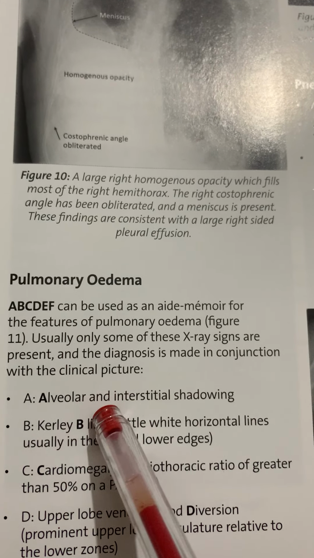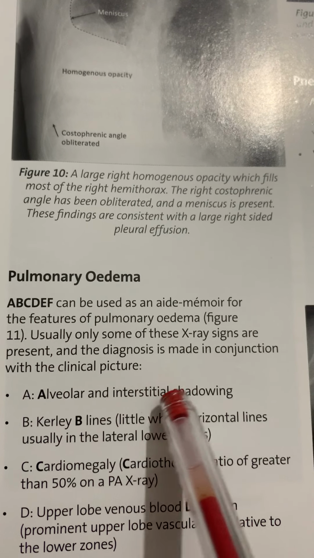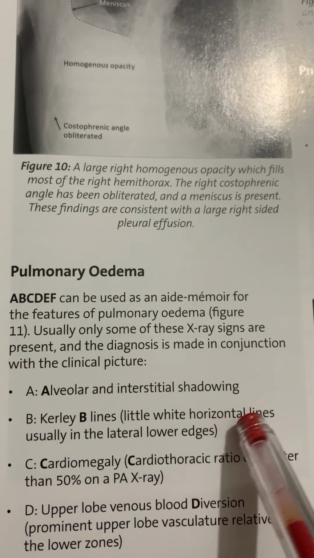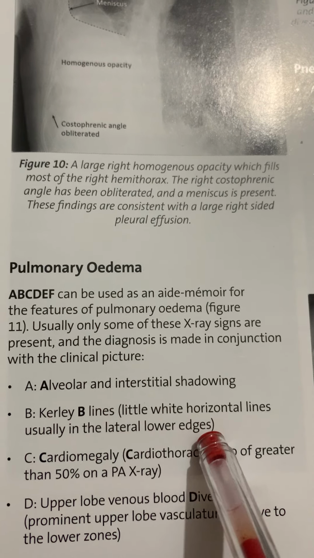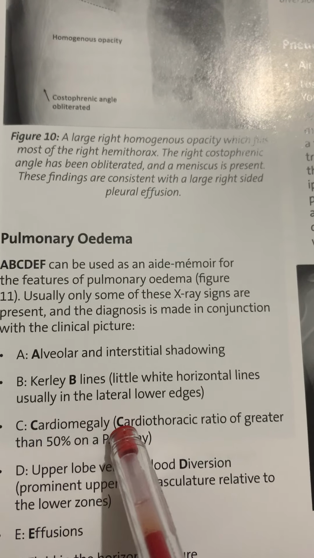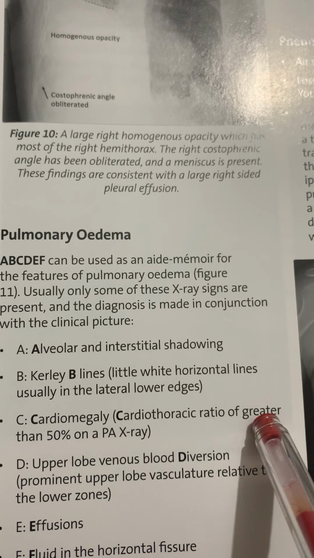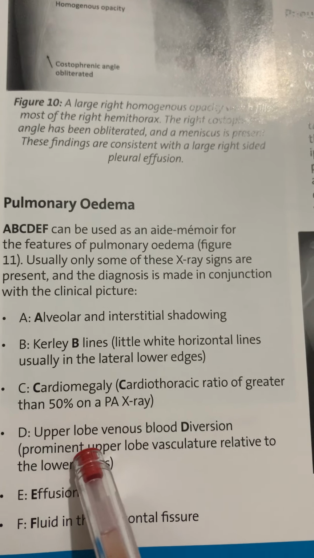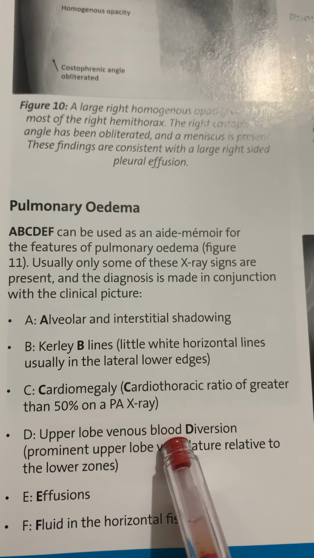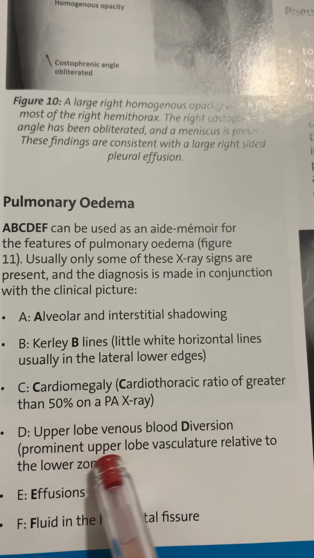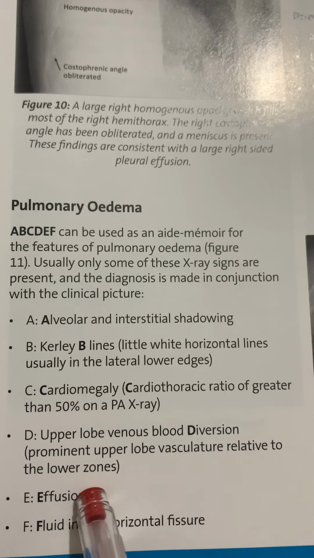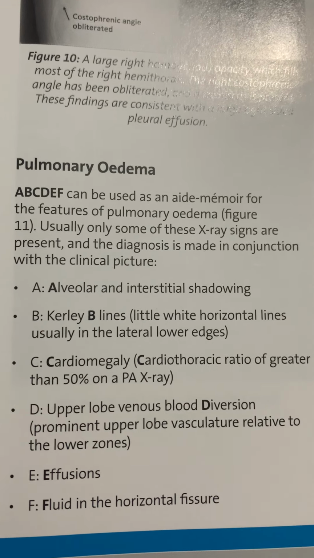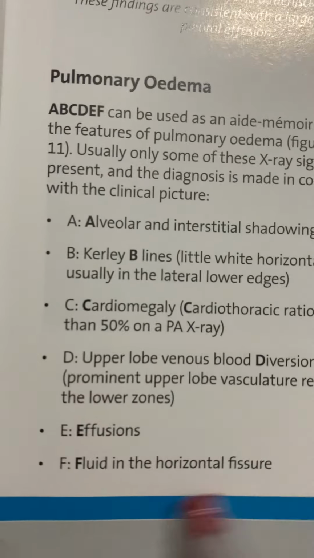A is for alveolar and interstitial shadowing. B for Kerley B lines, which are the little white horizontal lines usually in the lateral lower edges. C is for cardiomegaly, or cardiothoracic ratio greater than 50% on the PA X-ray. D for upper lobe venous blood diversion, which is a prominent upper lobe vasculature relative to the lower zones. E for effusions. F for fluid in the horizontal fissures.